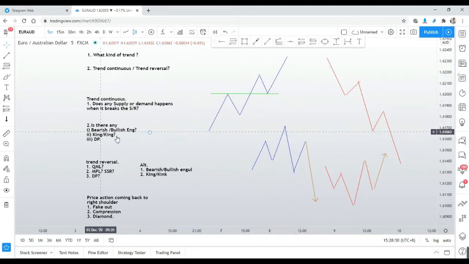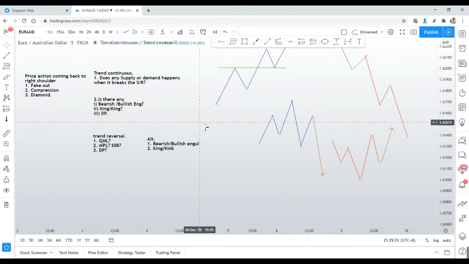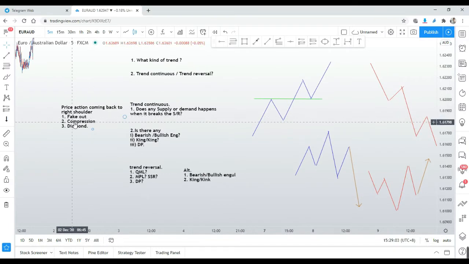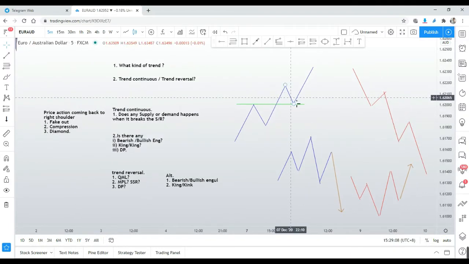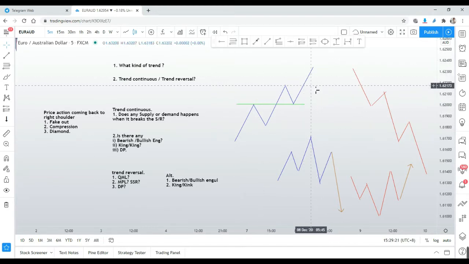A lot of the time people will ask, is it possible that when the price comes back down, it will have another price action? What I mean by price action is the fake out, the compression, or the diamond. Is it possible that a fake out, compression or diamond will happen? Yes, it does, sometimes. If you're trading in a major trend, it does happen. So you have to be very, very clear and very, very careful on that.